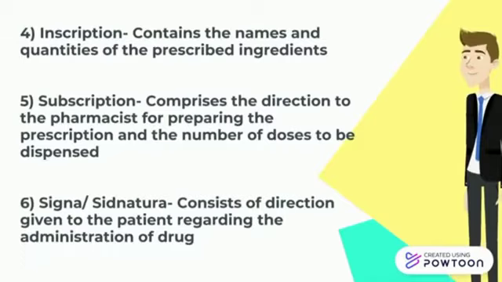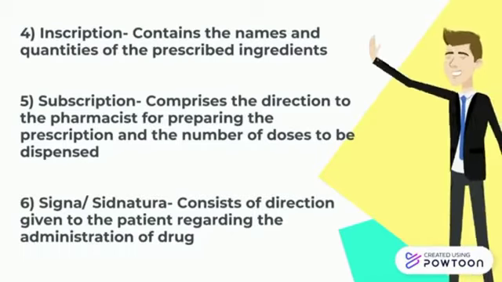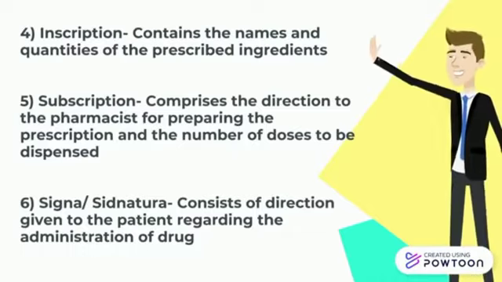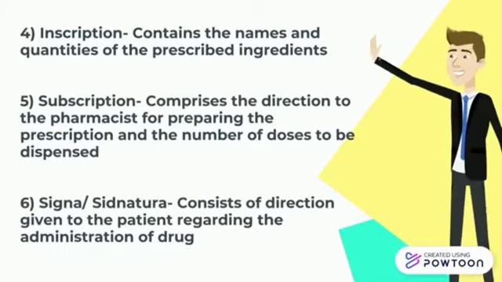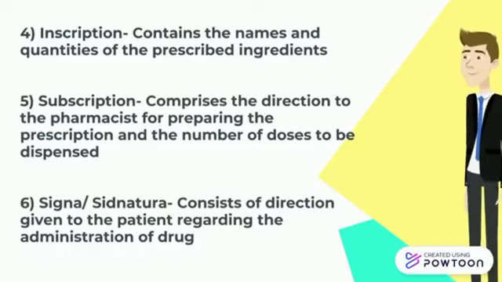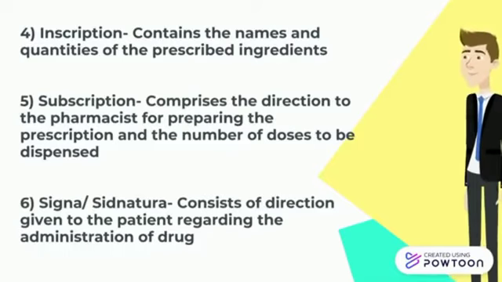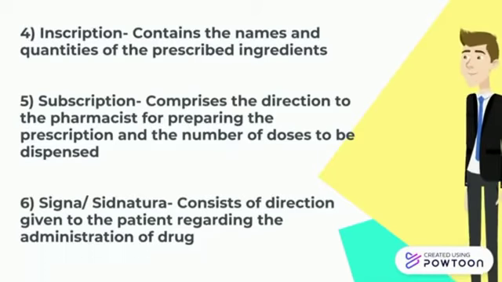Fourth, inscription. This is the main part of the prescription, which contains the name and quantities of the prescribed ingredients. The name of each ingredient is written on a separate line along with its quantity. Nowadays, the majority of drugs are prescribed in a suitable formulation already. The pharmacist is just required to dispense the ready-made form of drugs, so the compounding of prescriptions is almost eliminated.